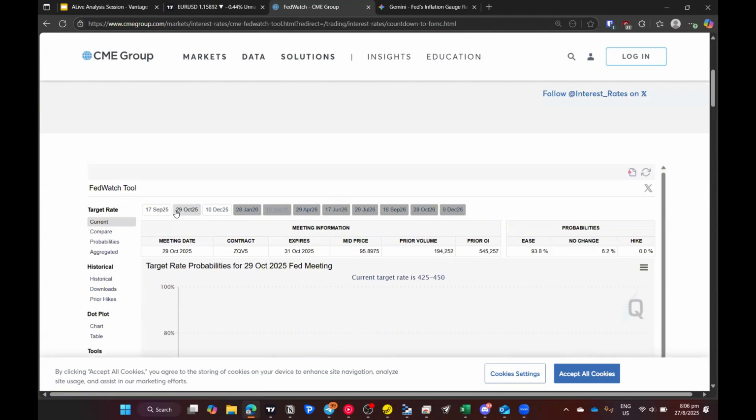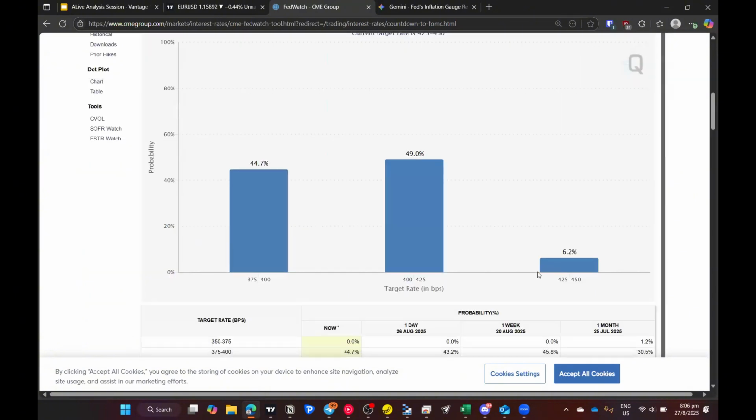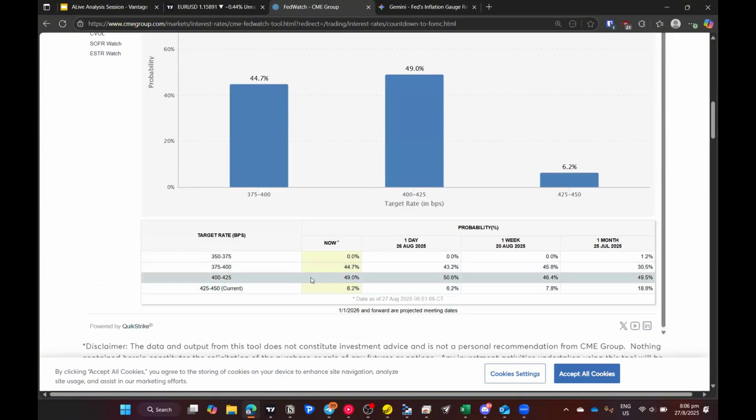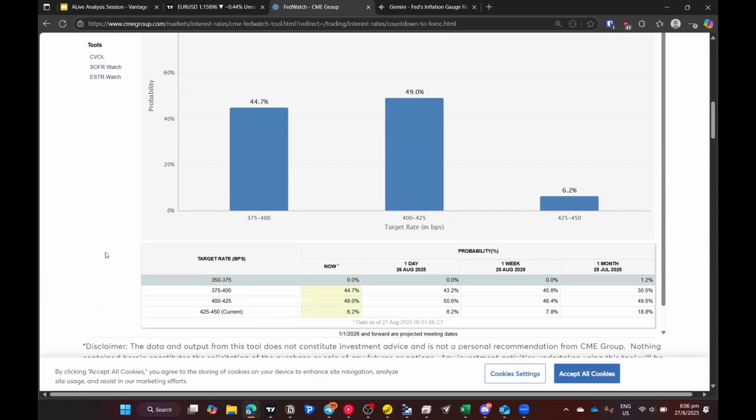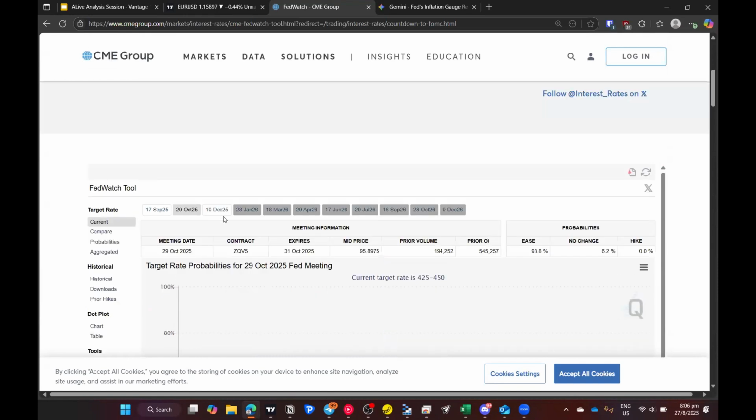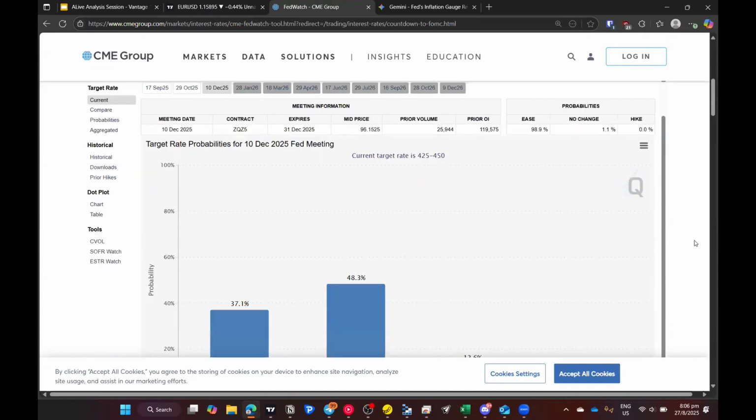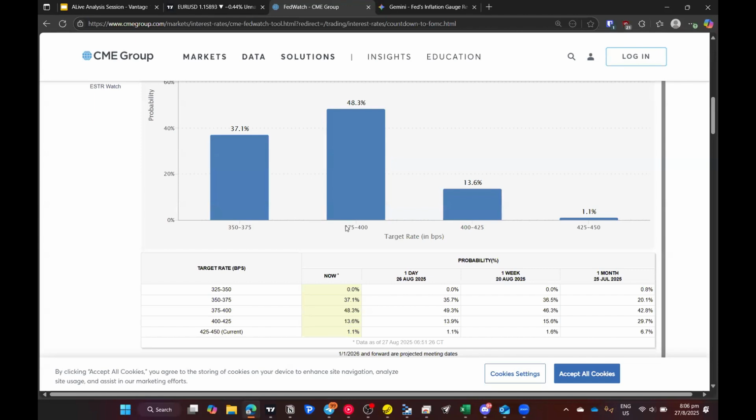And if you look at the 29th October, which is the next FOMC meeting, still undecided, but largely maintaining at this 25 basis point cut. And then for the final meeting on the 10th of December, you get to see the likelihood of a further 25 basis point cut down to 3.75. So if you're looking at the last quarter of the year, the dollar is probably going to weaken due to this decrease in the interest rates.